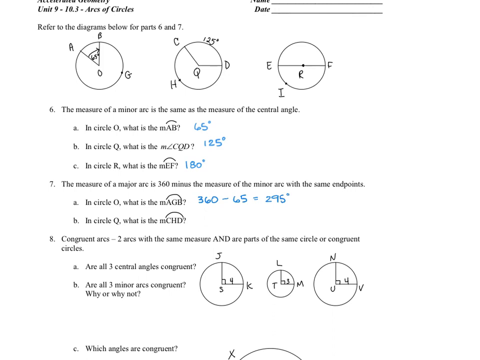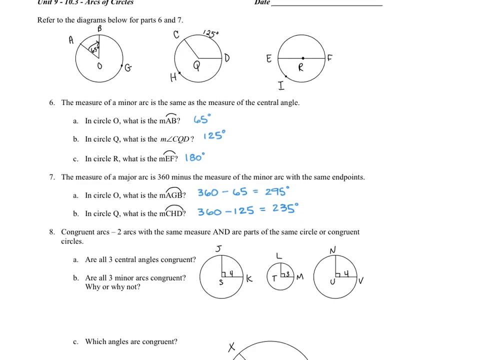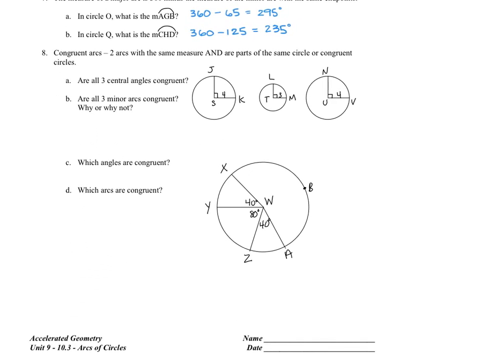In circle Q, if we want to find the measure of arc CHD, the major arc, we would find the minor arc with the same endpoints, which would be arc CD, which is 125 degrees. When we subtract that from 360, we find a major arc measure of 235 degrees.